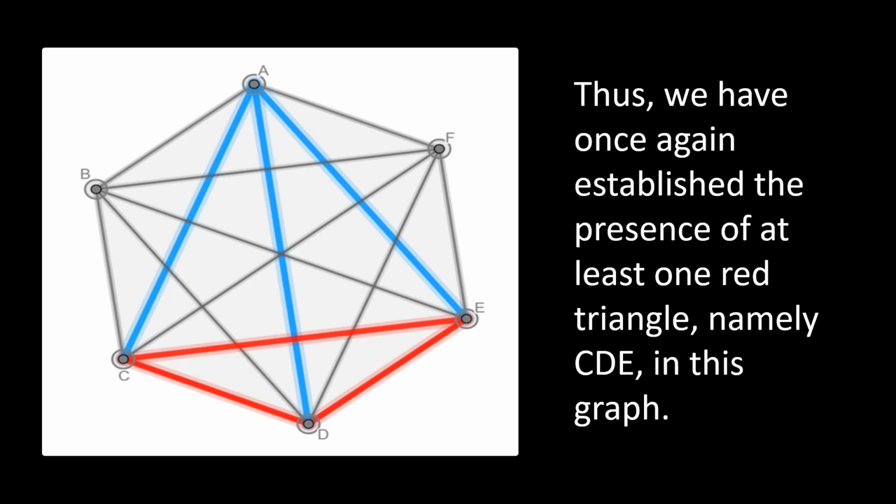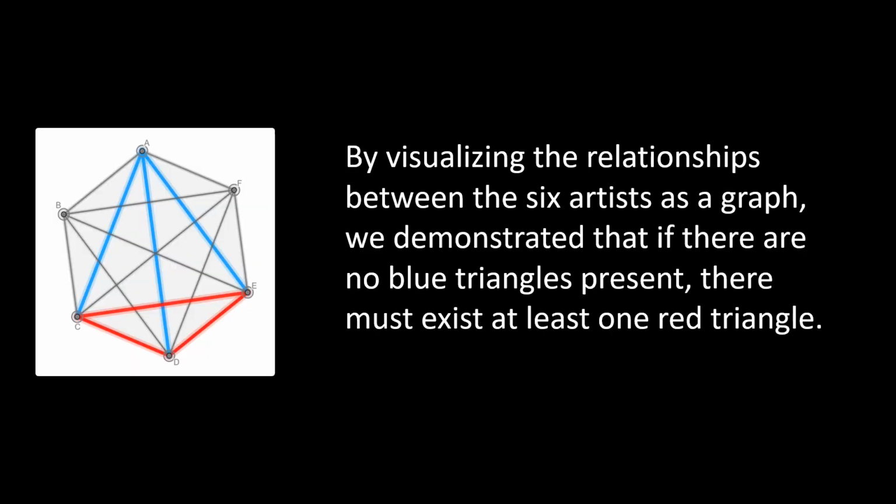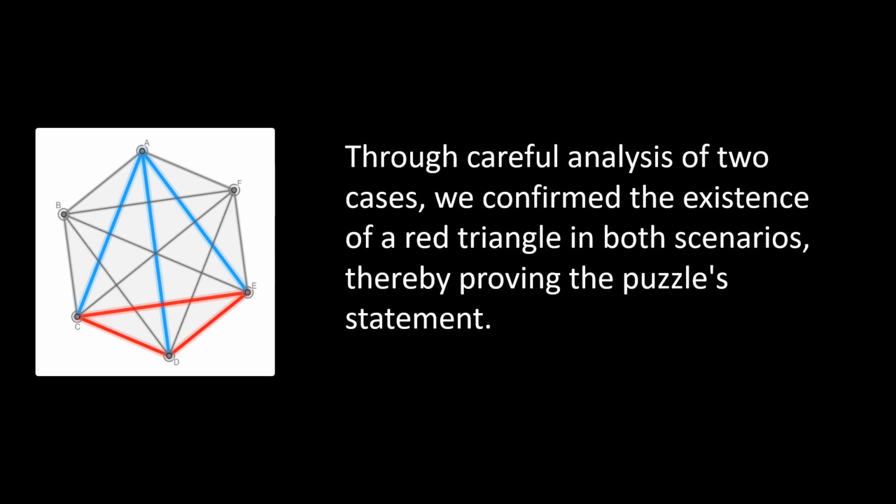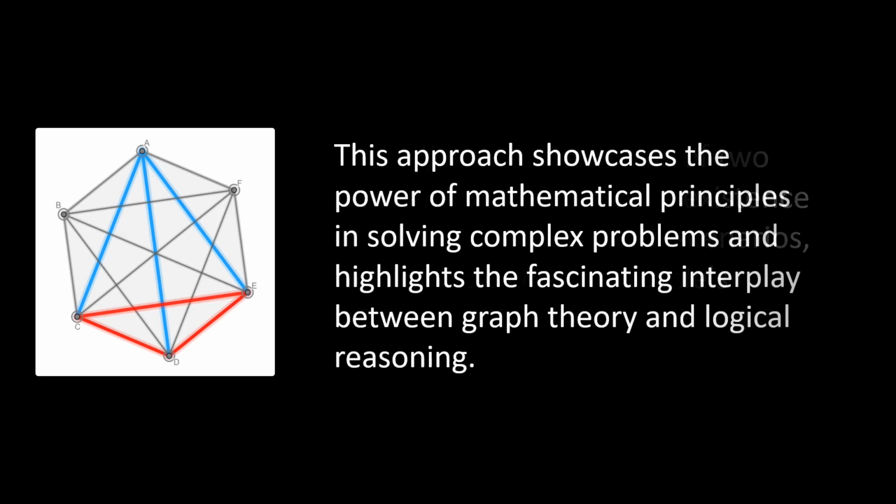In conclusion, we have successfully solved the puzzle by leveraging graph theory and applying the pigeonhole principle. By visualizing the relationships between the 6 artists as a graph, we demonstrated that if there are no blue triangles present, there must exist at least one red triangle. Through careful analysis of 2 cases, we confirmed the existence of a red triangle in both scenarios, thereby proving the puzzle statement. This approach showcases the power of mathematical principles in solving complex problems and highlights the fascinating interplay between graph theory and logical reasoning.